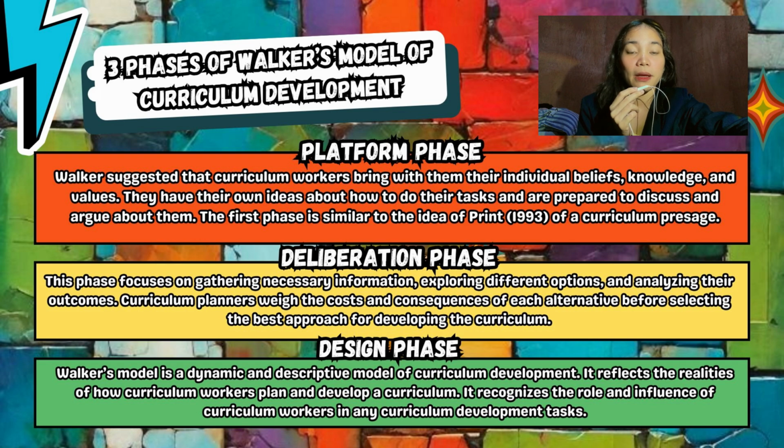So in the first phase, it is similar to the idea of Print 1993 that was discussed by Mr. Aguilar earlier. So this first phase is similar to the curriculum presage of Print 1993. The first phase of Walker's model is called the platform phase, which means that personal and professional background influence how curriculum is planned.